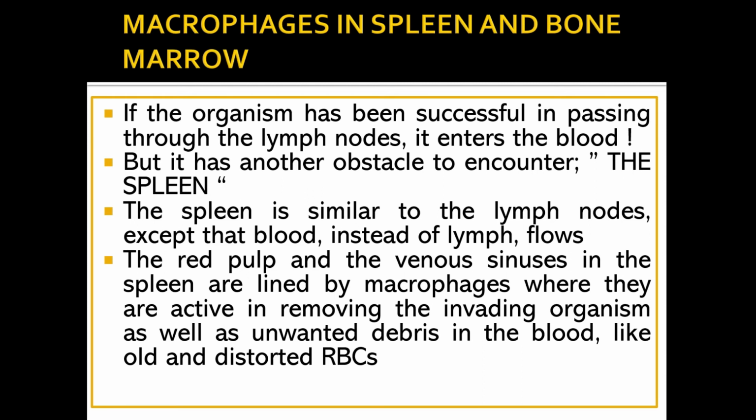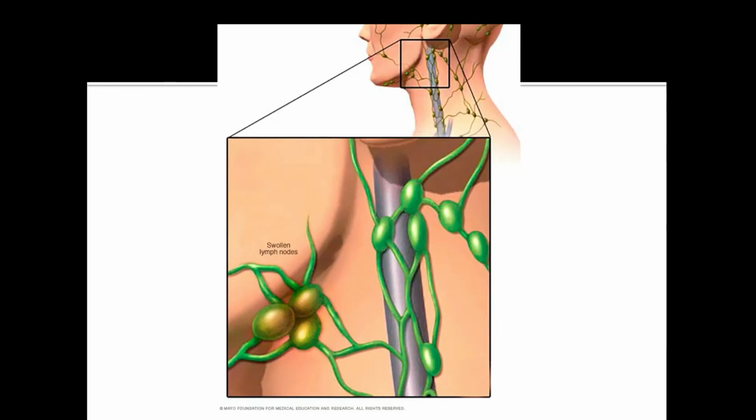removing the invading organisms. Initially the organism enters by the lymph and is entrapped by the lymph nodes, but if that is not successful, it will enter the spleen, where there is another, fresh macrophage system that is active in removing the invading organisms as well as unwanted debris in the blood, like destroyed RBCs or remnants of RBCs or other cells. So the spleen and the bone marrow have another macrophage system.